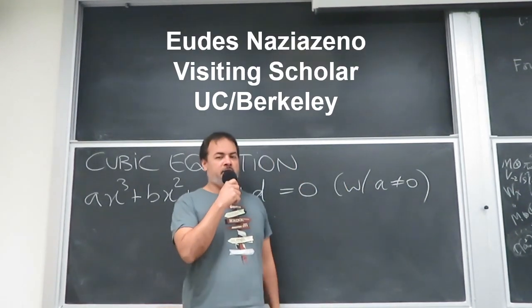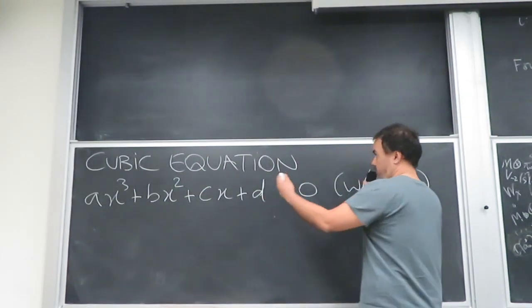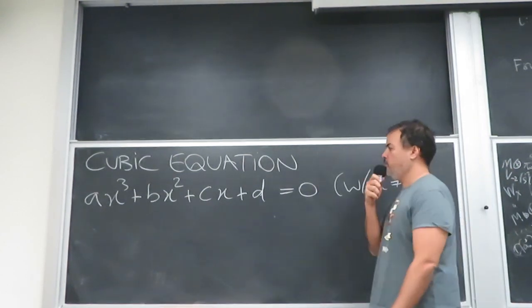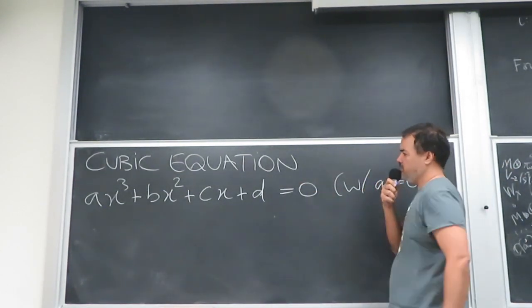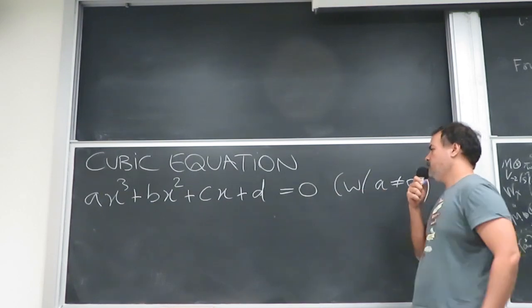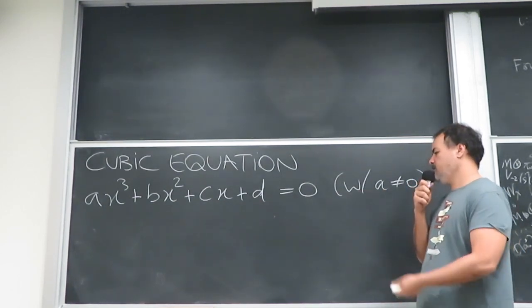I'm a visiting scholar here at UC Berkeley, and today I'm going to talk about the cubic equation. It's a polynomial equation with coefficients in the real numbers such that a is different from 0. And we're going to do this by doing some reductions along this class.